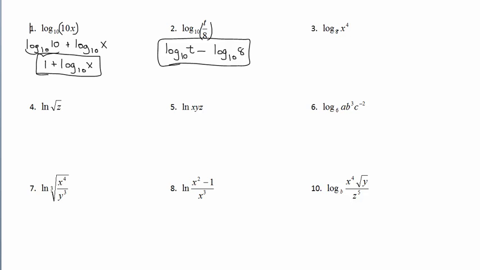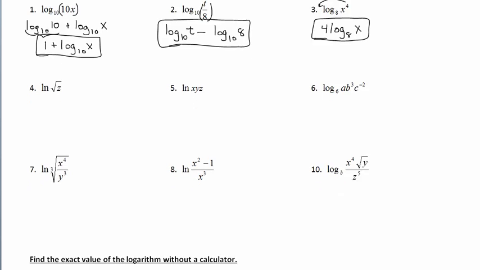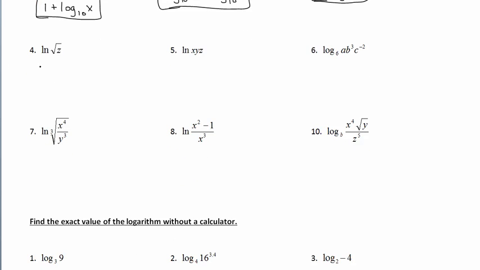Okay, look at number three. Focus our attention on this argument right here. I don't see a product of two different factors. I don't see a quotient. I see a power. I'm thinking the power property or the constant multiple property, which tells me that I can move the 4 as a constant multiplier in front, leaving the x here, or the base, with that power. I can't do anything else, so I'm done. I'm accomplishing the objective of using the log properties.